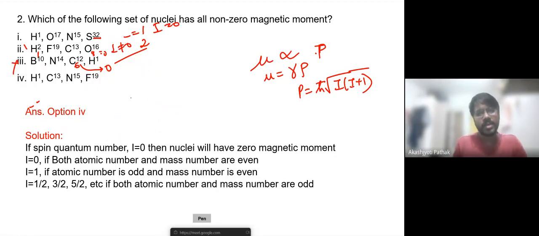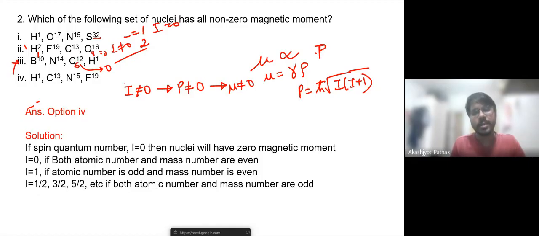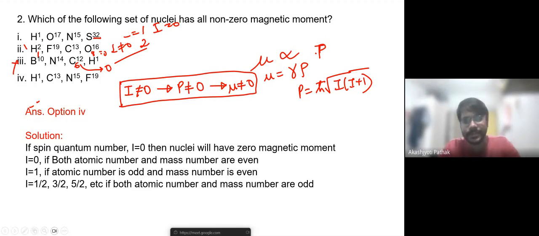So just remember this concept: if I is not equal to 0, then what will happen? Then your nuclear angular momentum P will not be equal to 0, and your magnetic moment mu will not be equal to 0. This is the concept. So you have to look for nuclei which have I not equal to 0.